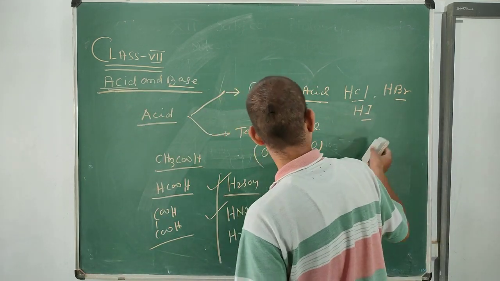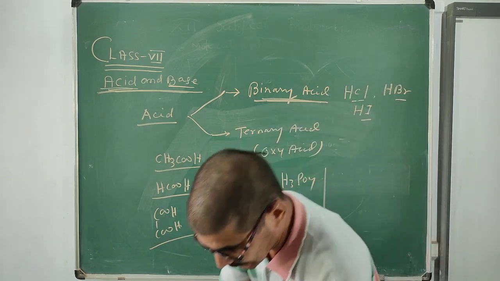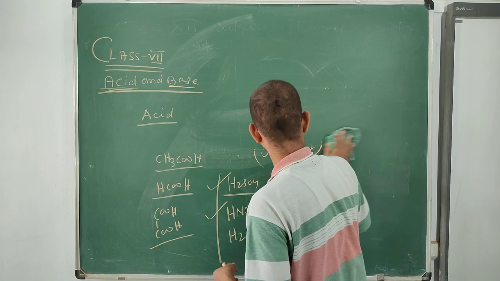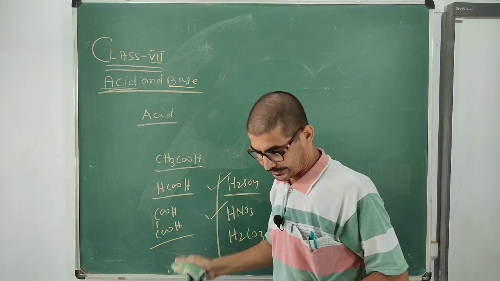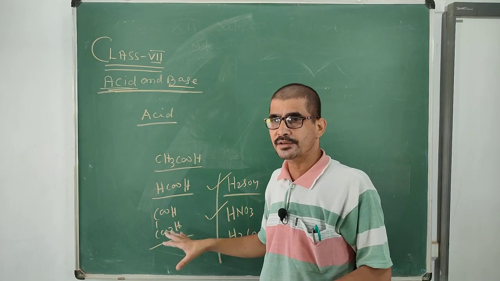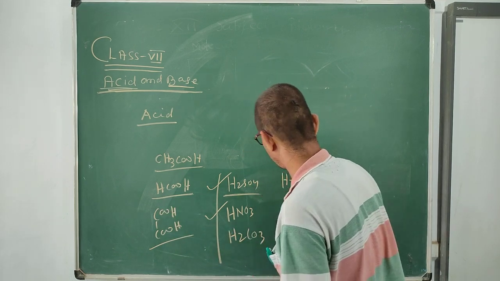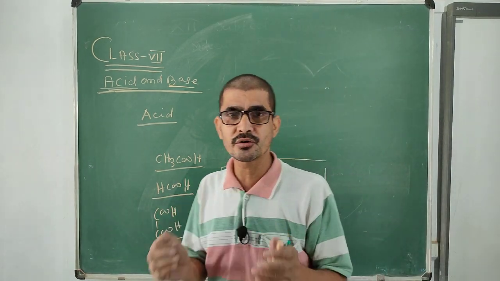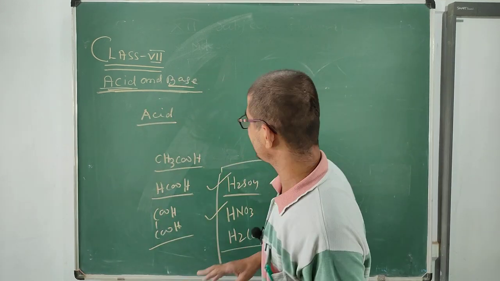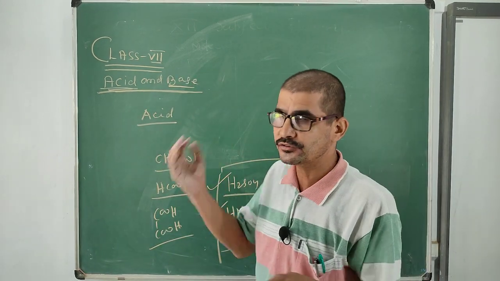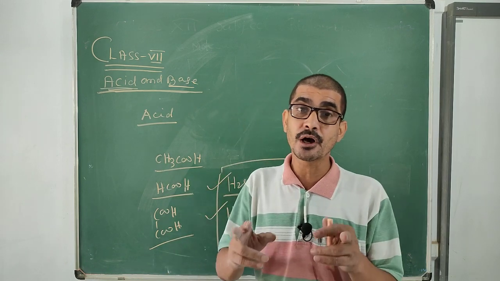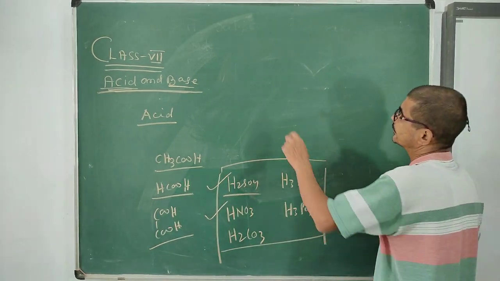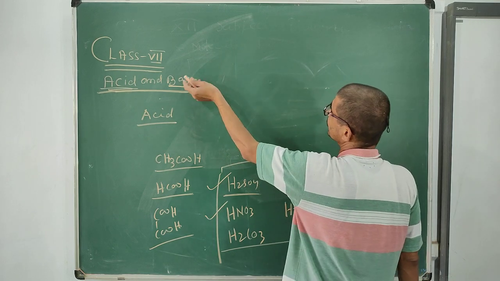Now, how can you identify which one is a strong acid and which one is a weak acid? Organic acids are weak acids, so no need to worry about them. But in the case of inorganic acids or mineral acids, they can be strong as well as weak. So it is necessary to identify which one is strong and which one is weak without doing practical work. There is a very simple formula here.